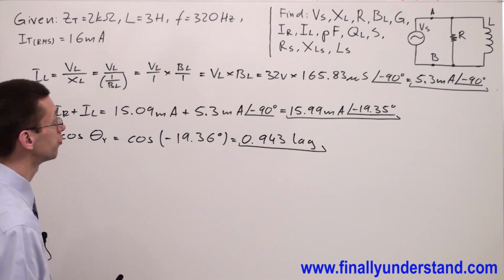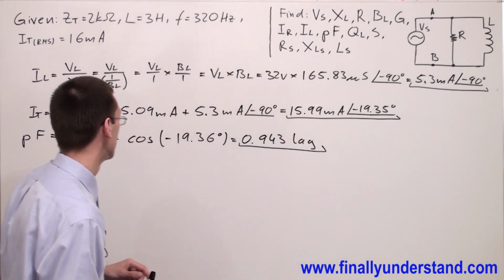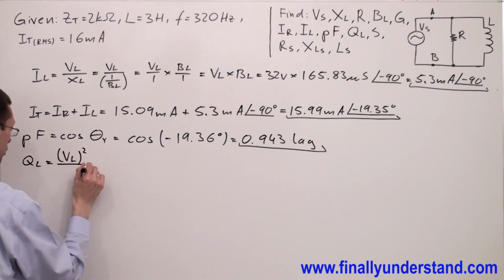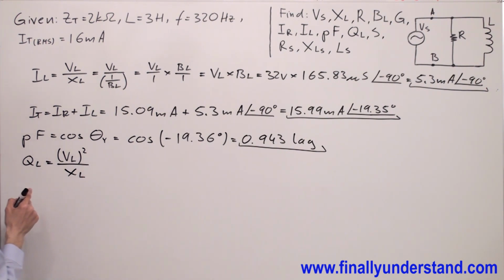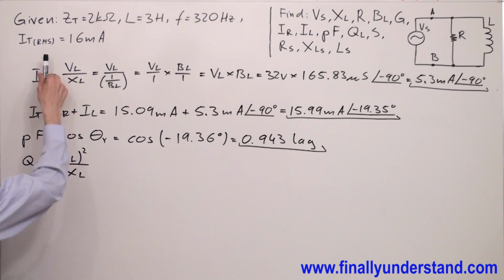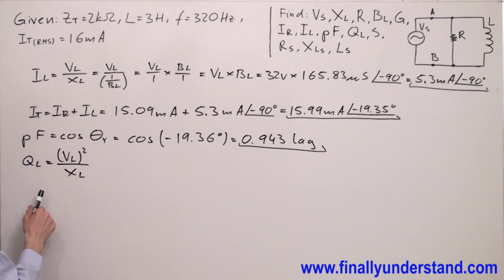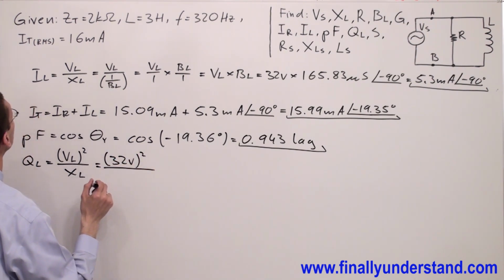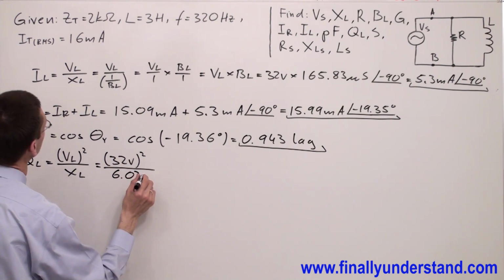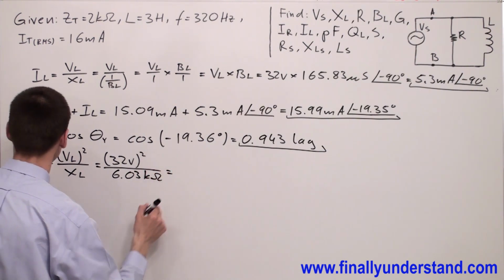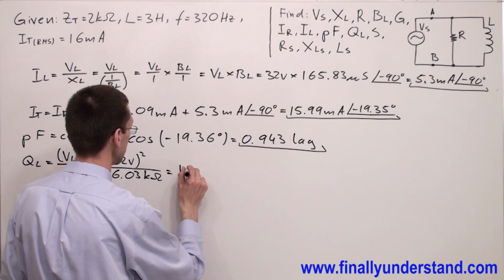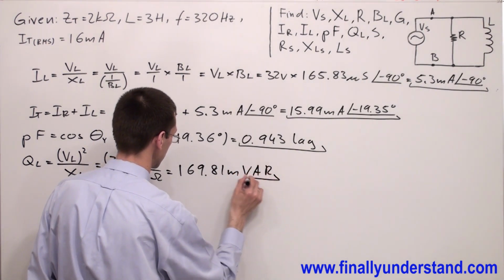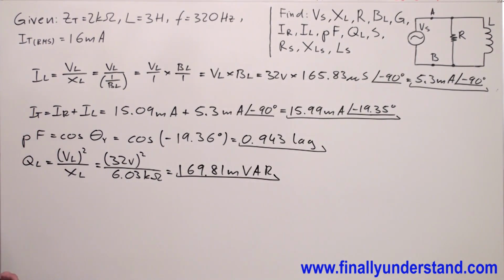So this is the power factor. Next, I'm supposed to find the reactive power. QL is equal to VL square over X of L. I'm supposed to use this formula because I'm dealing with the RMS values. If you would use peak values, you're supposed to write 1/2. So I have 32 volts to the second power over X of L, which is equal to 6.03 kilo. We found it. Supposed to give you the answer 169.81 millivolt ampere reactive. Okay, so this is the reactive power in my circuit.